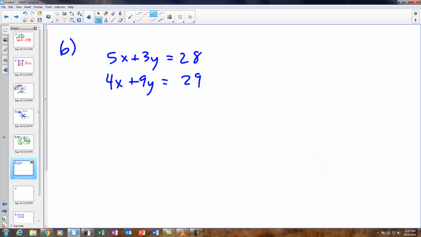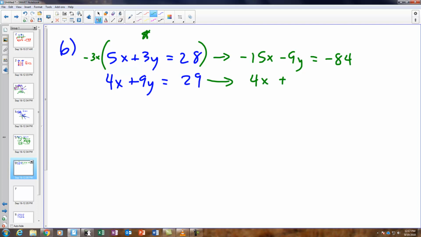Okay. The third option is to use elimination. To do elimination, we need the same variable with opposite signs. And so if I look here at the y's, okay, I could turn that 3y into a negative 9y if I multiply this equation by negative 3. That would make it negative 15x minus 9y equals 28 times the negative 3 is negative 84. And this other equation, I'm going to leave the way it is. It's 4x plus 9y equals 29.